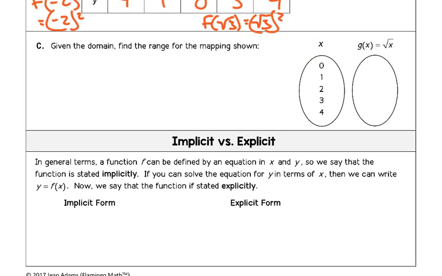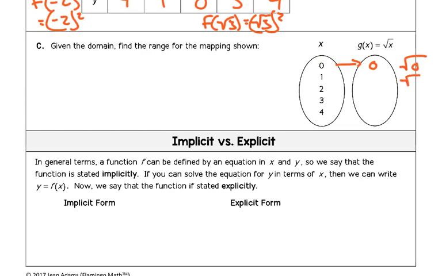So how do I find the range for each of these, for the specified domain here? Well, all I do is I take each x value and plug it into my function for x, and then see what comes out. So let's take 0. If I put in the square root of 0, I get 0. So 0 maps to 0. What about 1?